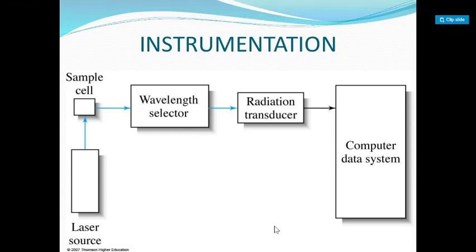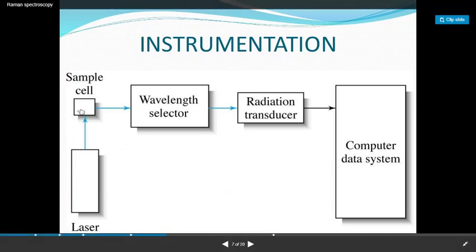Okay. The Raman spectrometer instrumentation techniques we discuss here. So, infrared microwave spectroscopy discuss the instrumentation: laser source, sample, then detector. Basic instrumentation for a Raman spectrometer is laser source, then sample cell, wavelength selector, radiation transducer, then computer data system.